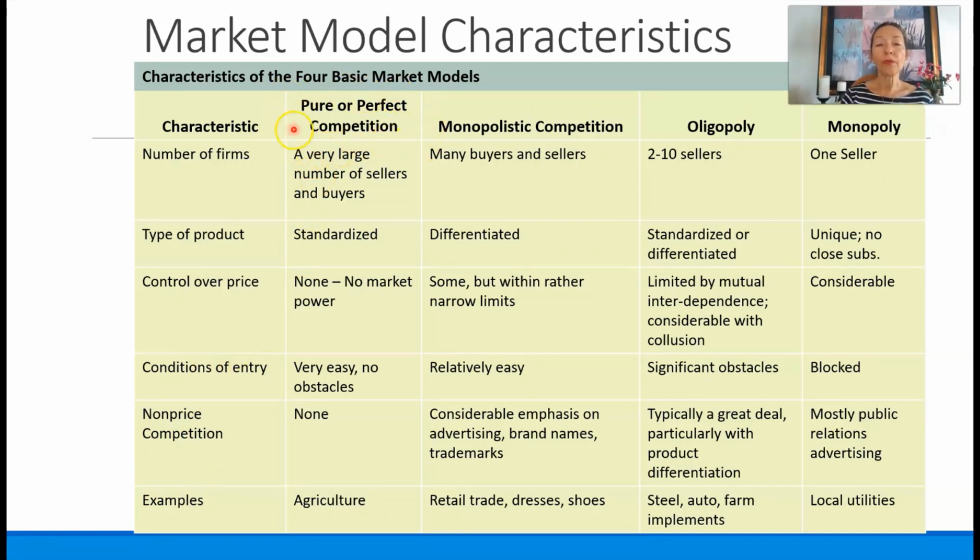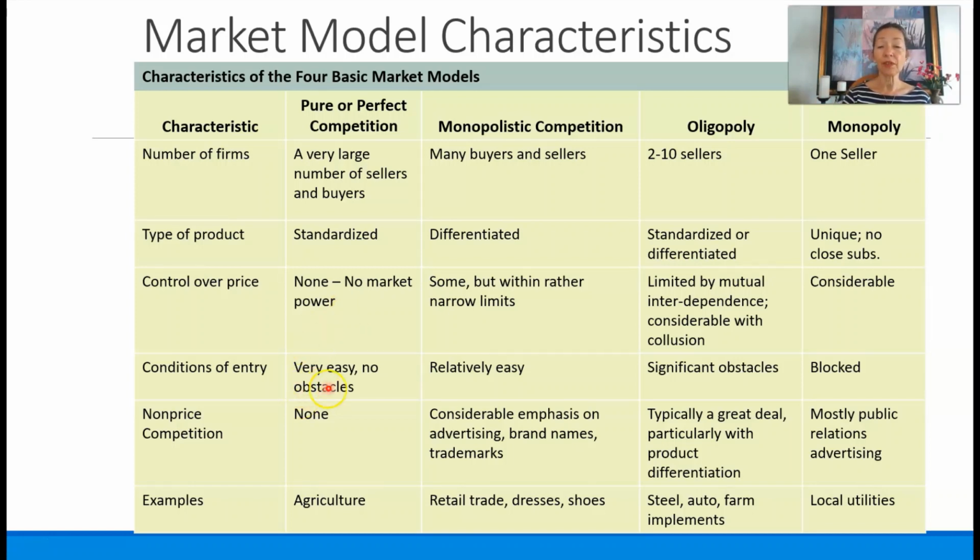So right here, pure or perfect competition is a very large number of buyers and sellers. The product that they sell is standardized. You will also hear the word homogenized. And what that means is that you can't distinguish one company's product from the next company's product. It's exactly the same. In terms of the control over the price, a perfectly competitive firm operating in perfect competition has no market power, which means they can't really decide what price to sell their product at. And we'll go into the details of that in a little bit.